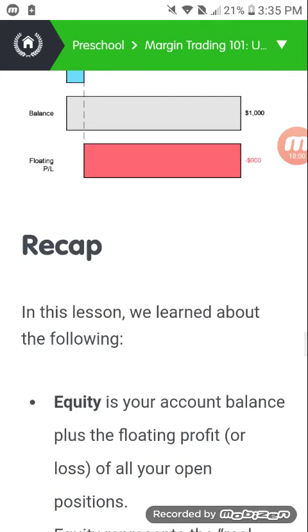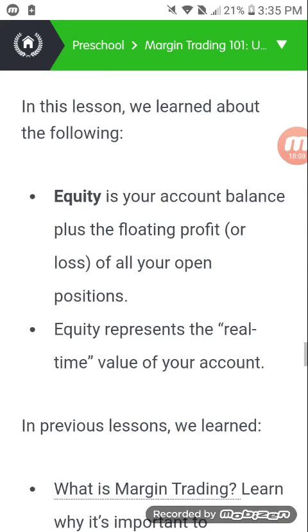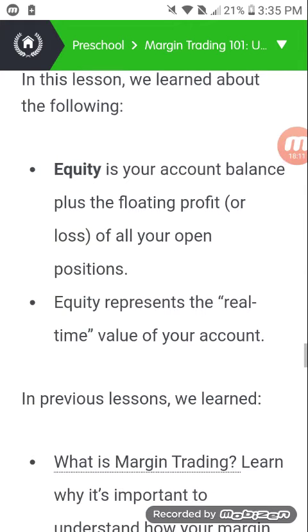So, recapping this lesson, we learned the following. Equity is the account balance plus the floating profit or loss of all your open positions. Equity represents the real-time value of your account.